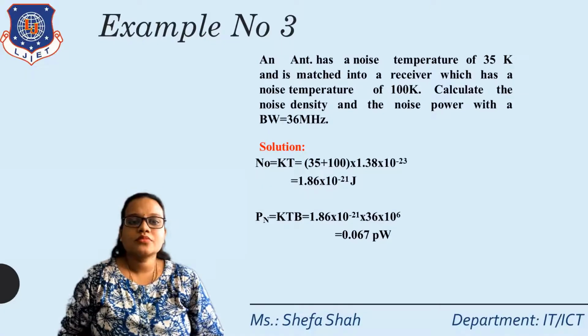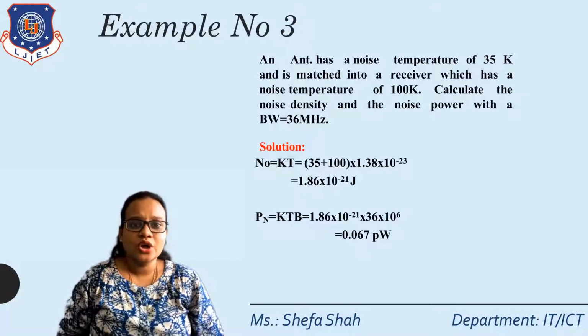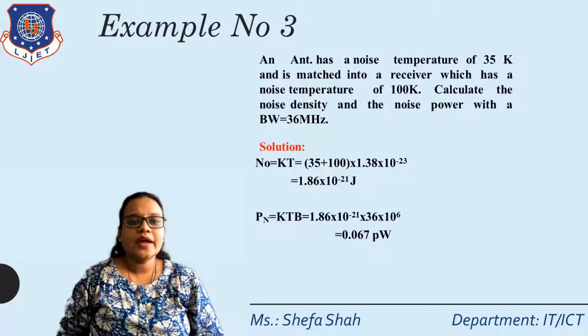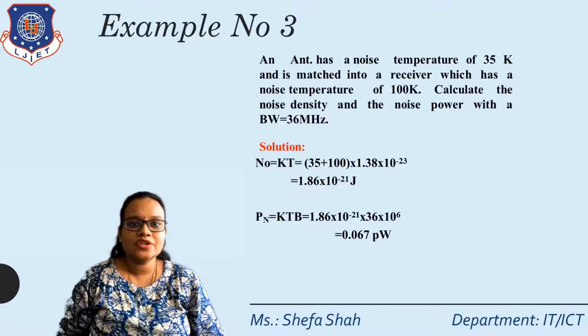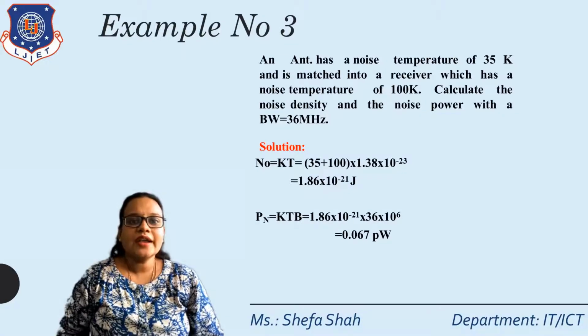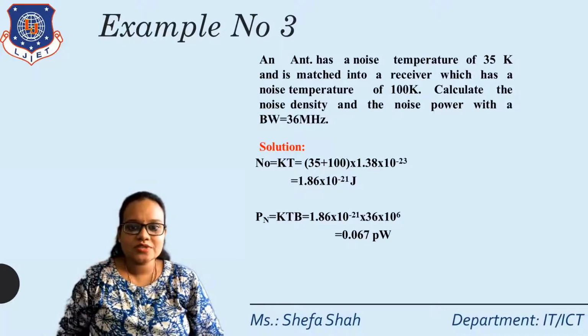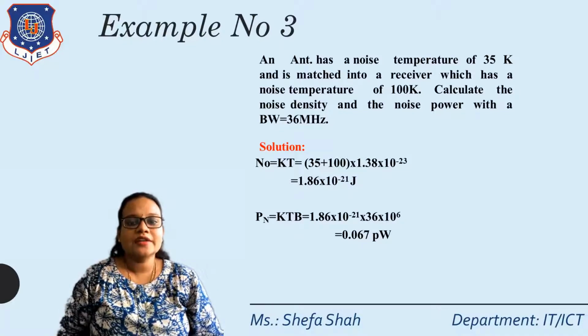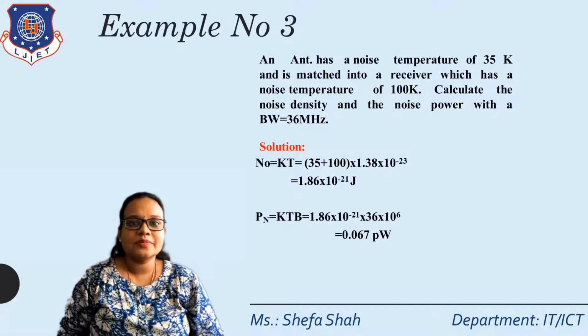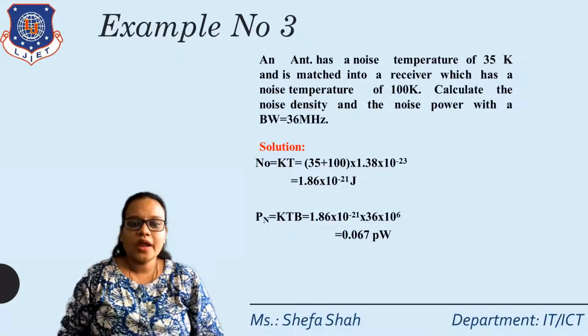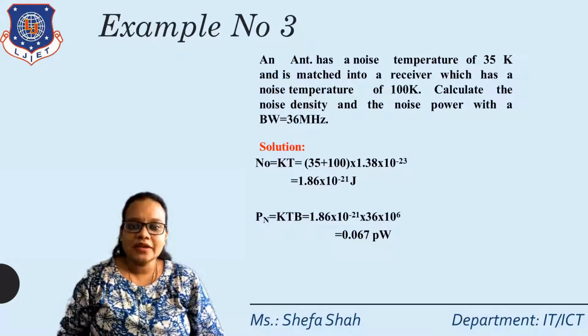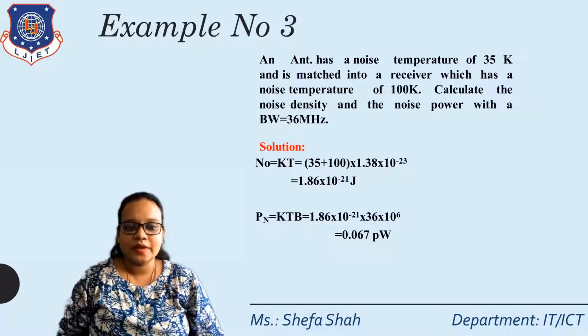Now next, example 3. An antenna has a noise temperature of 35 Kelvin and is matched into a receiver. So here the noise temperature has been given to us, which is 35 Kelvin, and it is matched with a receiver where the receiver temperature is 100 Kelvin. Calculate the noise power density, which is N0, and the noise power, which is PN, with a bandwidth of 36 megahertz.